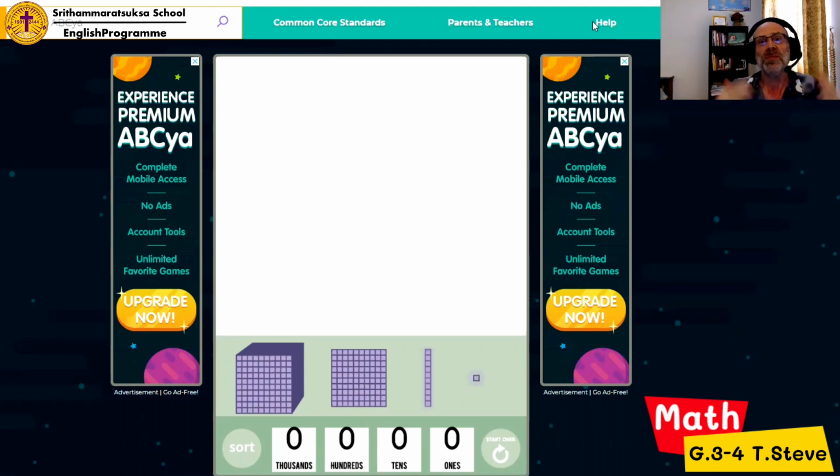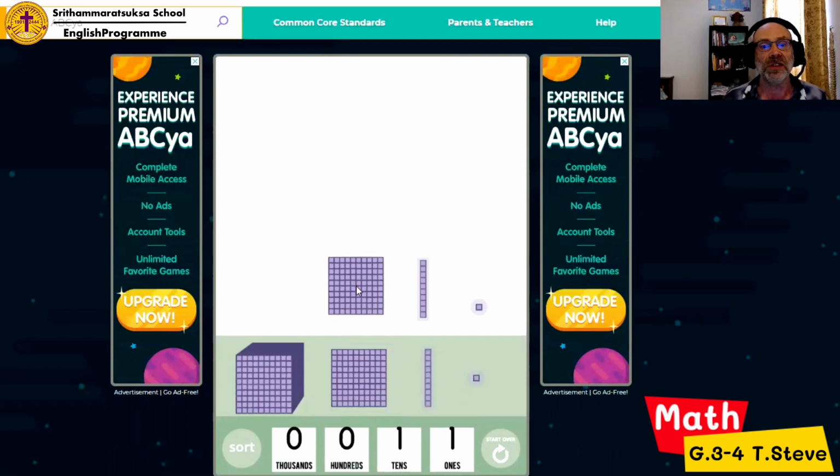But what is place value? Place value is the magical place that numbers live. So here we can see that the ones live in the one place value. The tens live in the tens place value and the hundreds live in the hundreds place value. And this helps us to add the numbers together.